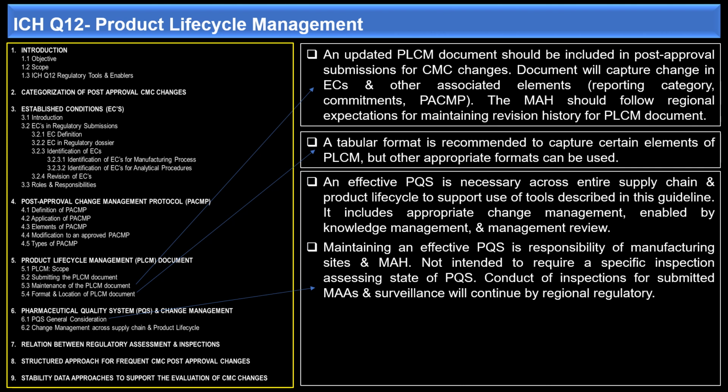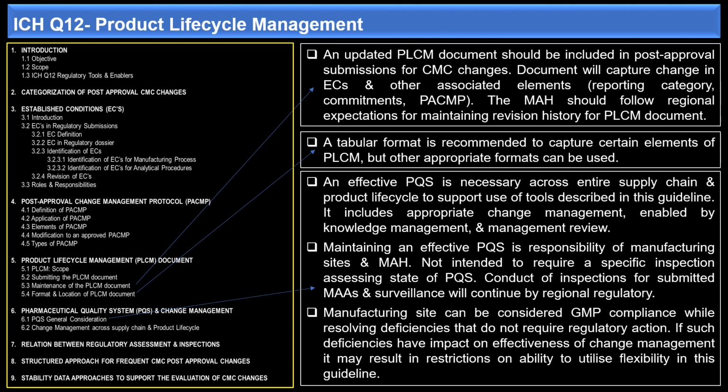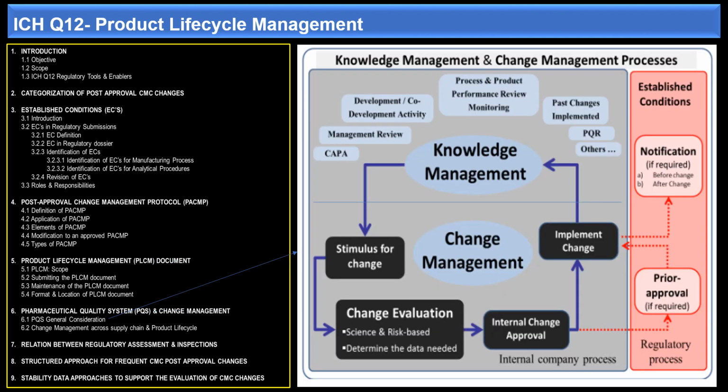Maintenance of an effective pharmaceutical quality system is the responsibility of the manufacturing sites and the authorization holder. Inspection of submitted authorizations and surveillance will continue by the regulatory authority. A manufacturing site can be considered GMP compliant while resolving deficiencies that do not require regulatory action. If such deficiencies have an impact on the effectiveness of change management, it may result in restrictions on the ability to utilize flexibility in this guideline.